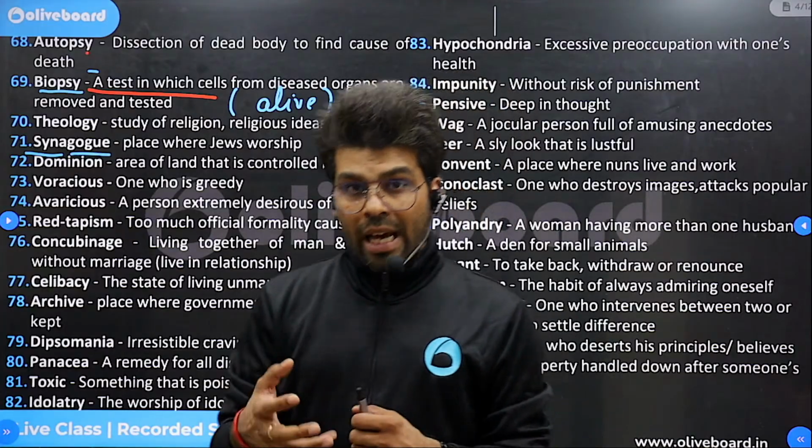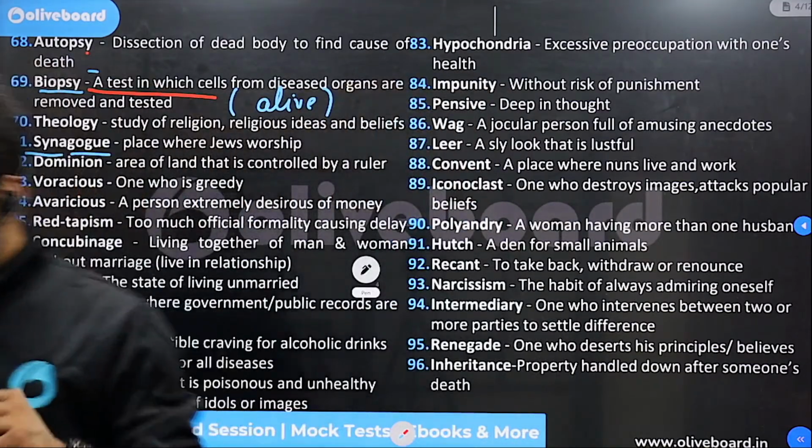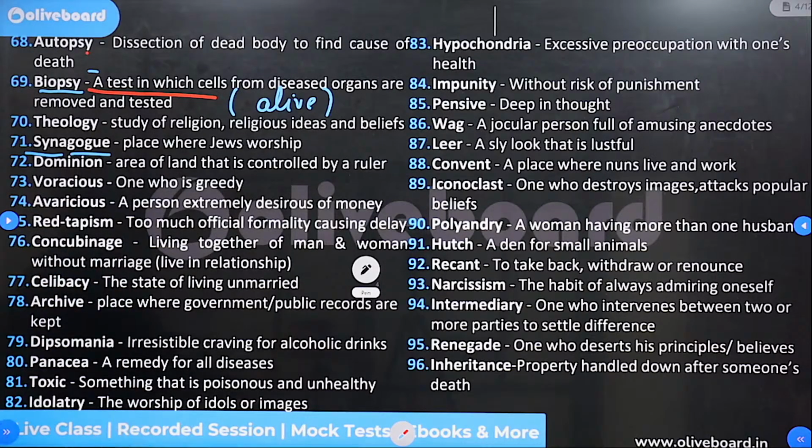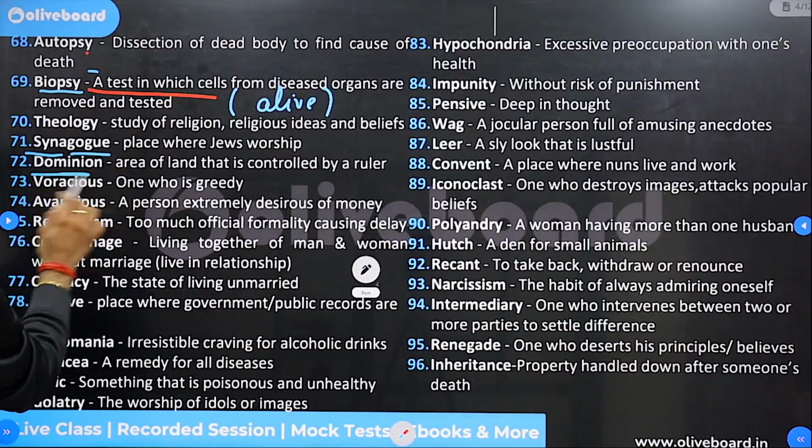Dominion, the area of land that is controlled by some ruler. Keeping in mind we have 2 minutes, let me quickly say, on the next turn we will discuss, don't worry about that. Dominion, area of land that is controlled, dominated.